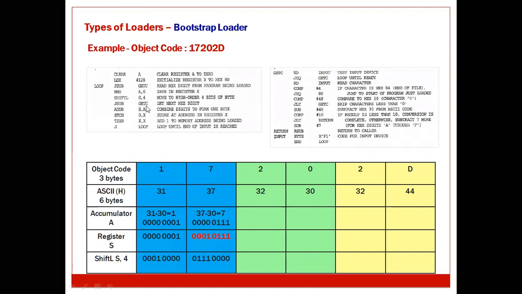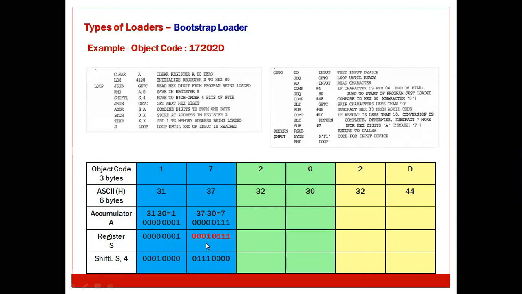Now again I'm reading the second character, that is 7 here. So again we will go back here. The same procedure continues here. So the 7 equivalent is 37 in ASCII. So again subtract 30, we will get 7. So you write it in binary. So 0000, then 0111. Now put it in the register.